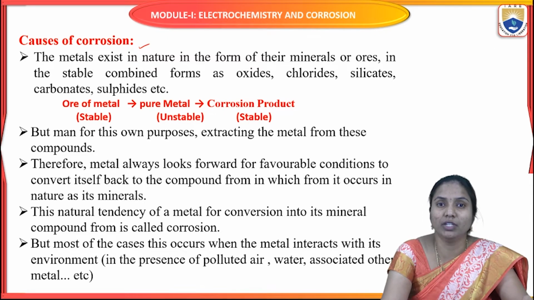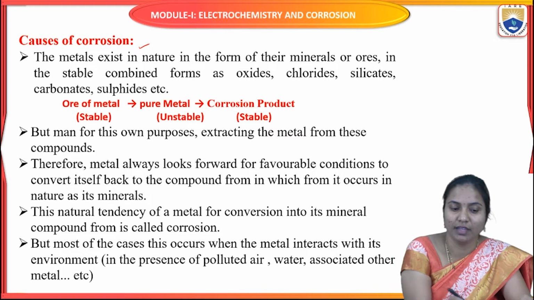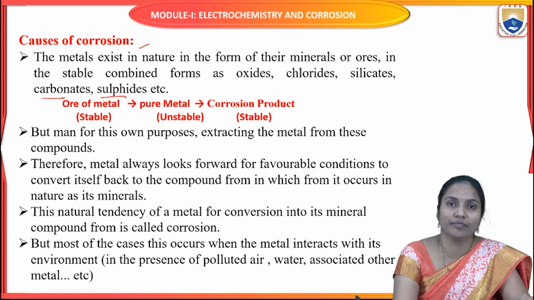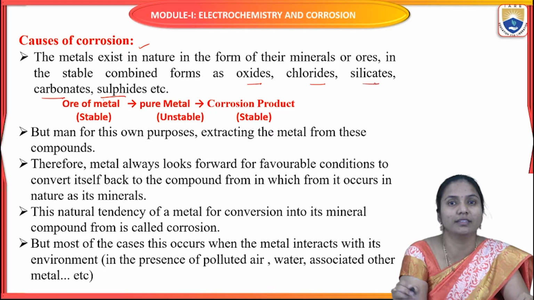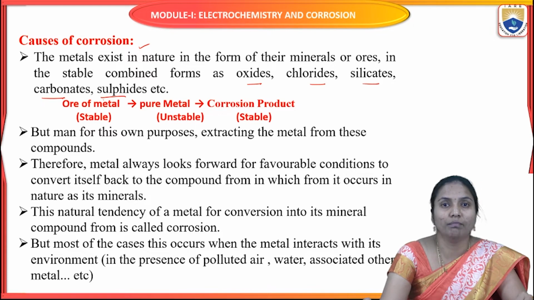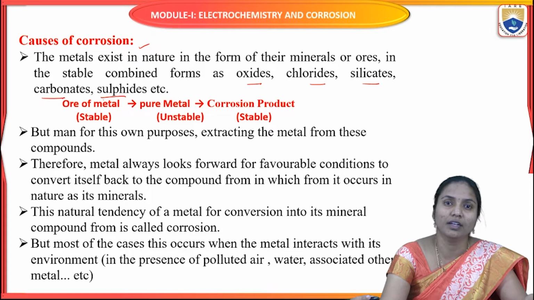Generally metals are available in nature in the form of metal oxides, chlorides, silicates, carbonates and sulfides. But for our own needs, we extract the metal from these compounds. These compounds in nature are called ores or minerals. So when we use these metals, we extract the metal from these compounds. Always the natural tendency of the metal is to convert back into its original form. This is the main reason metals undergo corrosion.